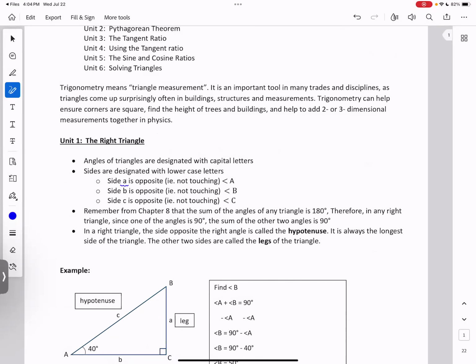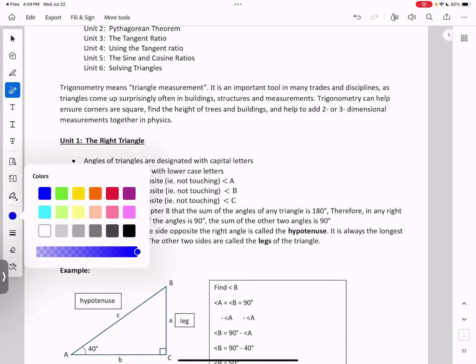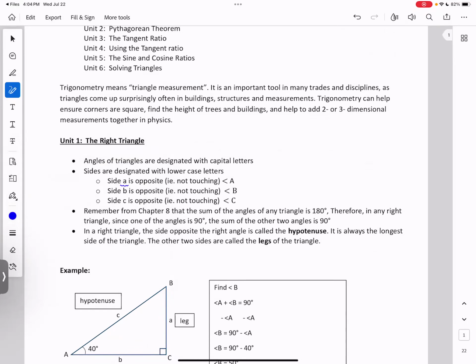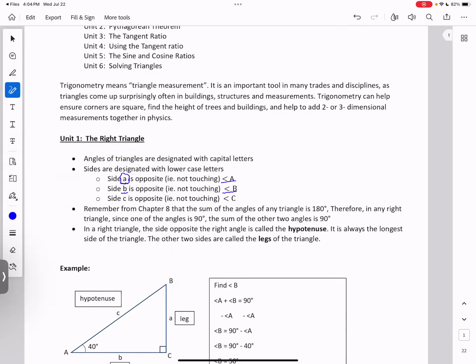So the right triangle, we always denote angles of triangles with capital letters, and then the sides are lowercase. So side little a is opposite, in other words, not touching angle A. Side B is opposite, not touching angle B, and so on.